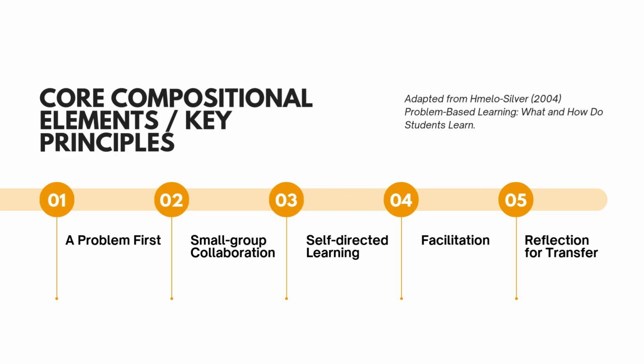The fourth component is facilitation. If you recall from the previous module, we talked about the Understanding by Design framework, and at the heart of this framework is the role of the teacher. The role of the teacher is not a sage on the stage; rather, the teacher should be a facilitator and a coach. And then the last point is reflection for transfer.